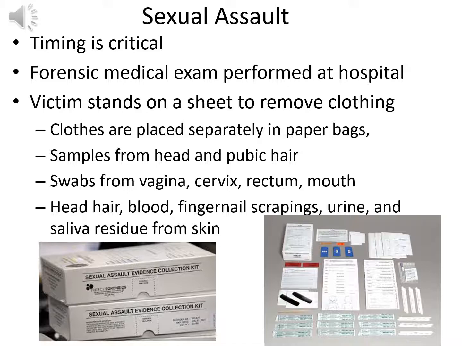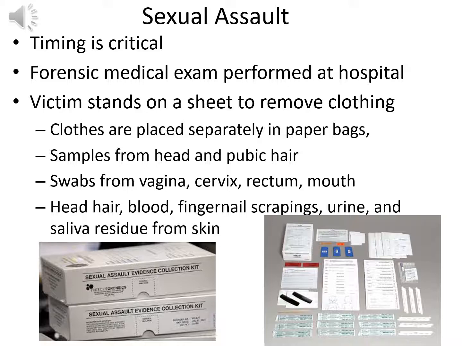So a forensic medical exam would be performed on a sexual assault victim in a hospital setting. So they don't have this done at the police station. They go to the hospital for a medical exam, a forensic medical exam. The victim will stand on a sheet. The sheet's there to catch anything that might fall. They remove their clothing. The clothes are placed separately into paper bags.